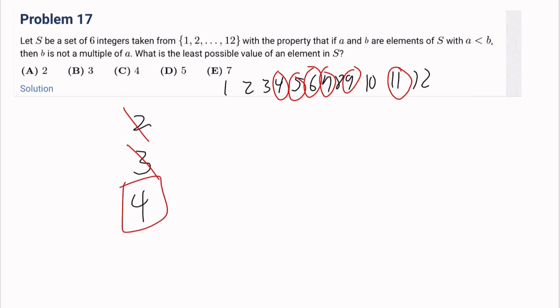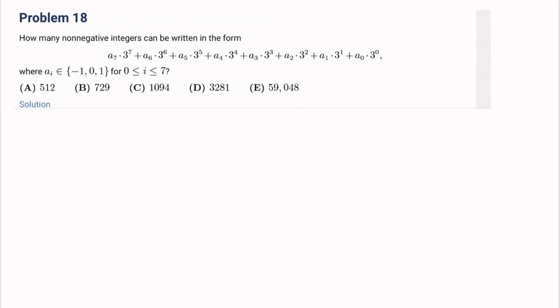So 4 is possible. The answer is 4. It's C. Number 18, how many non-negative integers can be written in this form, where ai is negative 1 or 0 or 1, for i is 0 to 7?